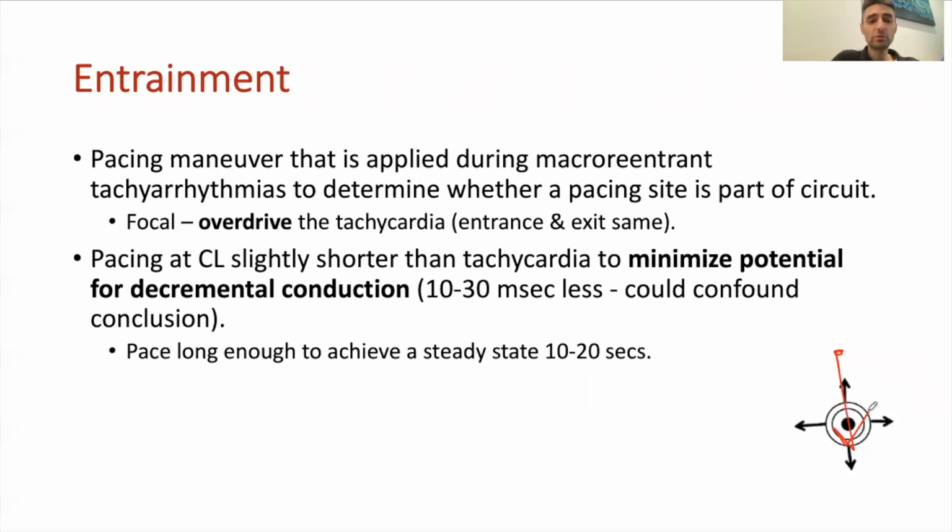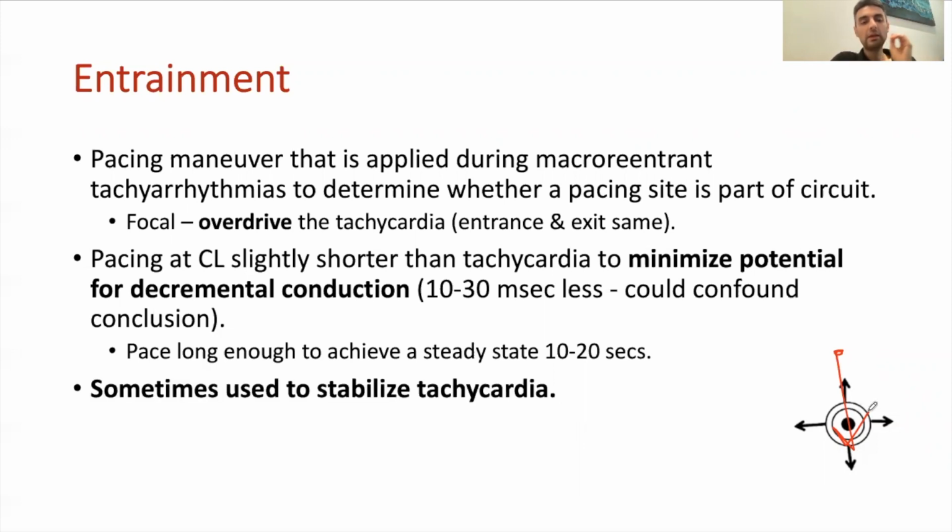So also with entrainment, like we said, you want to pace slightly faster than the tachycardia, not only to prevent termination of tachycardia, also to minimize the potential for decremental conduction, which might confound or confuse your calculations, okay? And if you're doing ventricular pacing, not just His-refractory PVCs, you want to pace long enough to achieve a steady state, okay? And some people would take advantage of entrainment to stabilize the tachycardia that keeps interrupting, to better map the tachycardia.